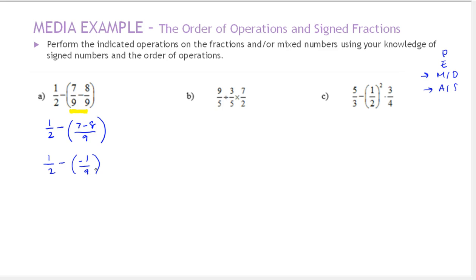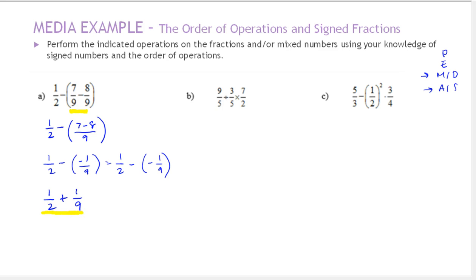Now I'm just going to write here, this is the same as 1/2 minus -1/9. And we can change subtraction to adding the opposite, which is definitely good in this case. When you're subtracting a negative, that's the same as adding a positive. So I changed subtraction to addition. This was negative, I made it positive. Now we have to perform the addition, and then we're done.